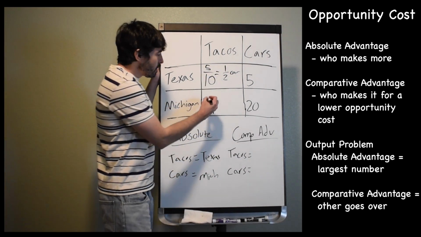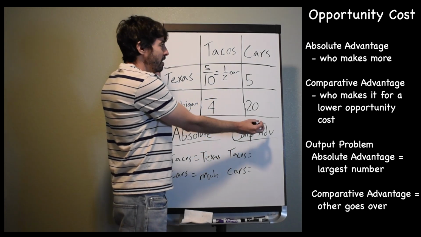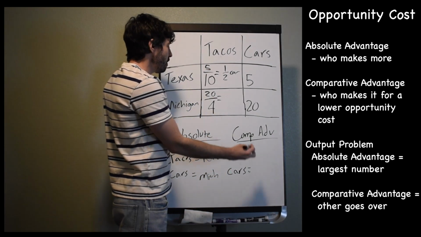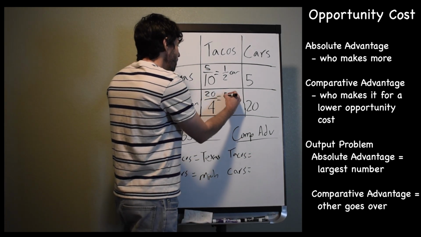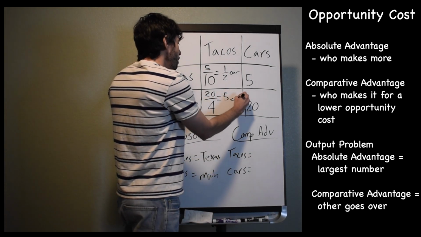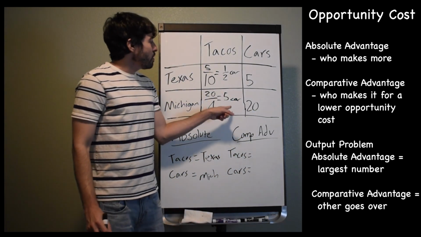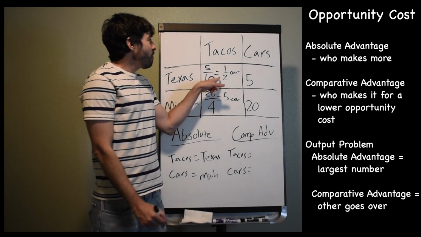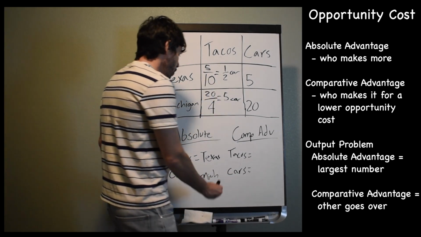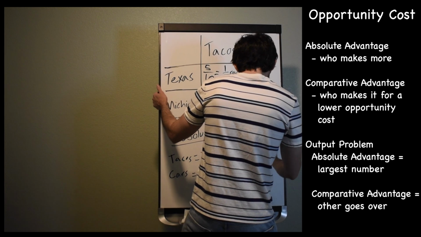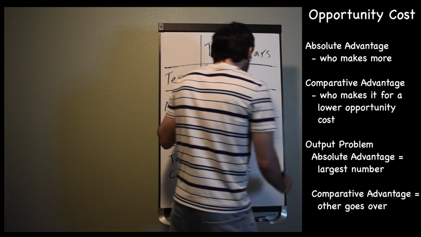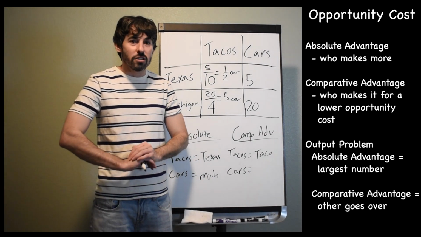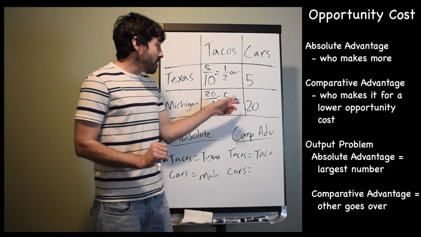So for Michigan, we take the 20 cars, and put it over the 4 tacos that they could have made. 20 divided by 4 is 5 cars. When Michigan makes 1 taco, they have to stop producing 5 cars. Tacos are tough. For Texas, we give up 1/2 car, so we are the taco producing people. We have the lowest. Texas has the lowest opportunity cost in producing tacos. Half is smaller than 5.